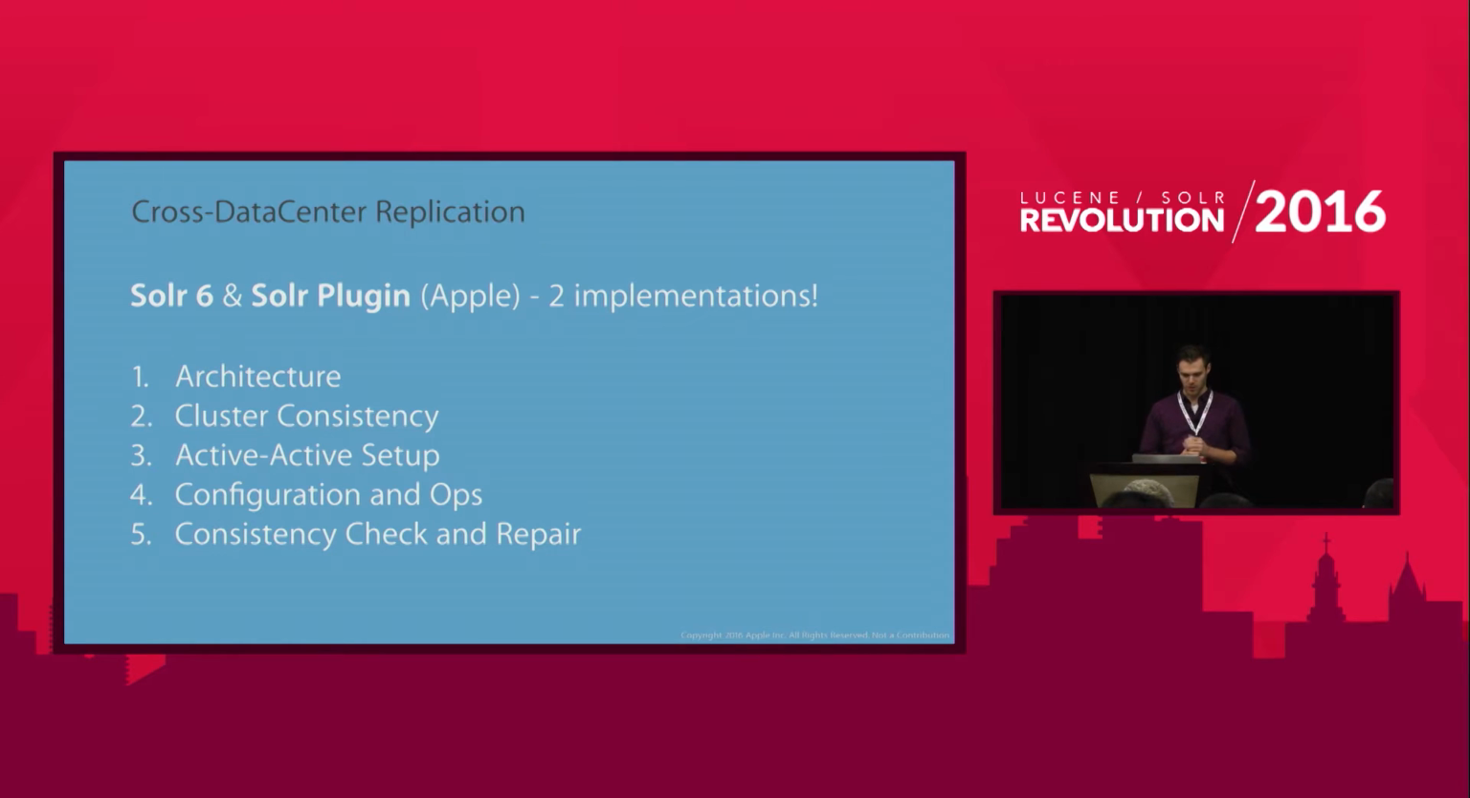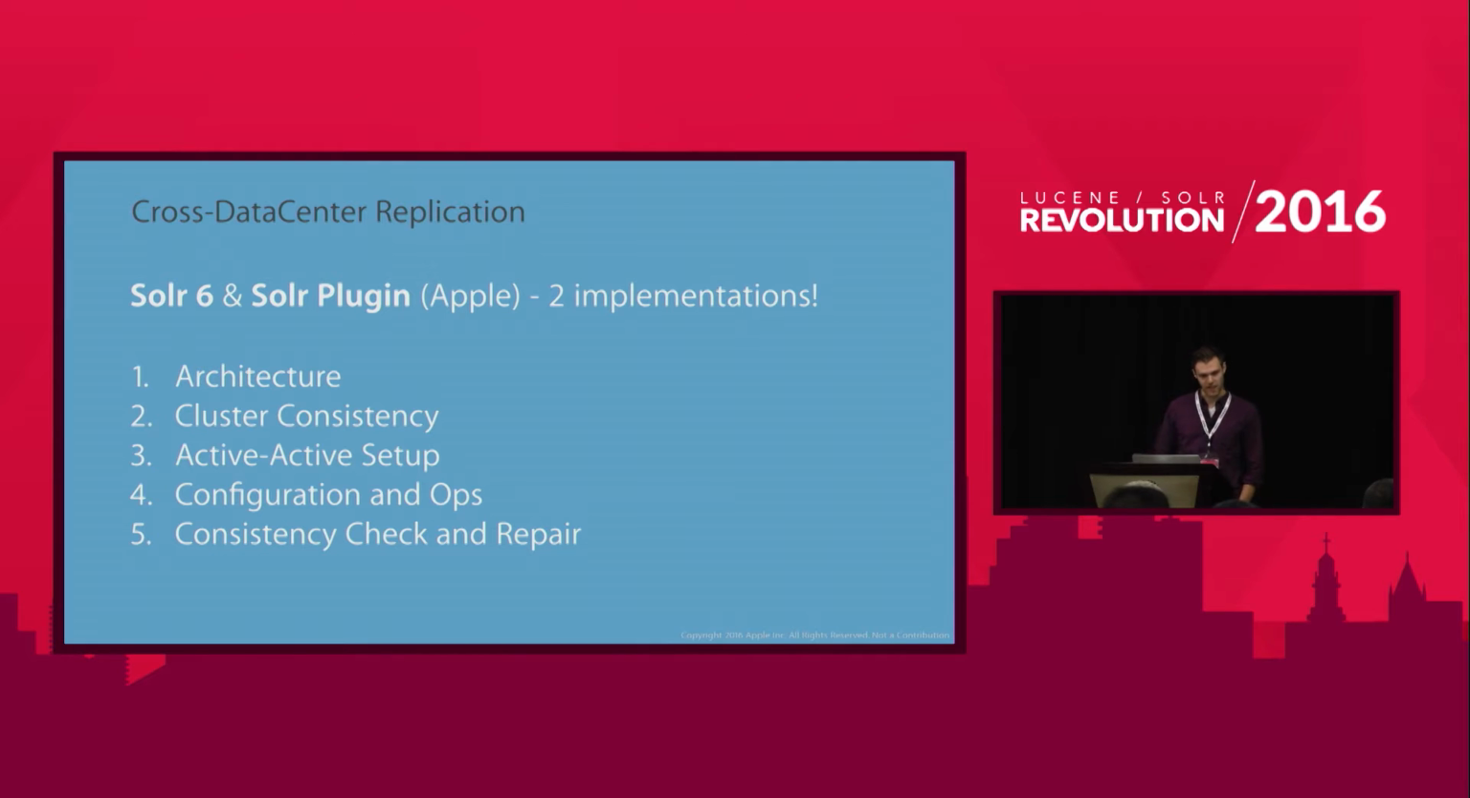The breakdown of the talk is going to go like this. We'll talk about the high-level architecture of both solutions. Then we'll talk about cluster consistency. Consistency means, if I write to one cluster and that gets propagated to the other one, can I be sure that I have the same view of the data in both clusters, in the face of leadership changes, update reordering in the queue, and all sorts of failures that we know about in the distributed systems world.